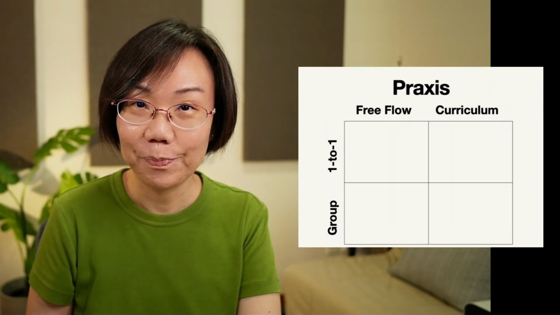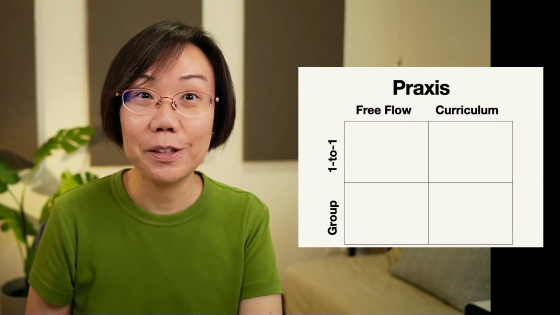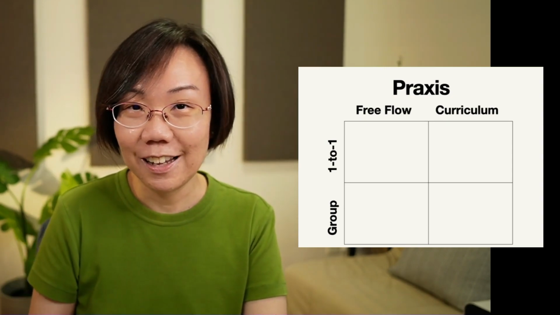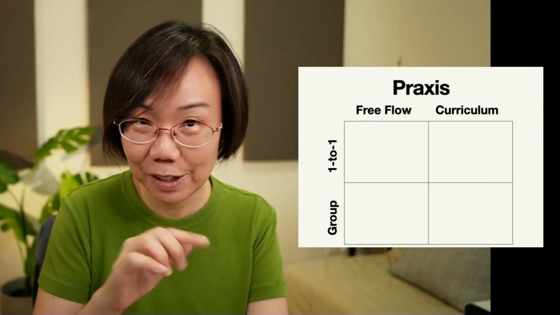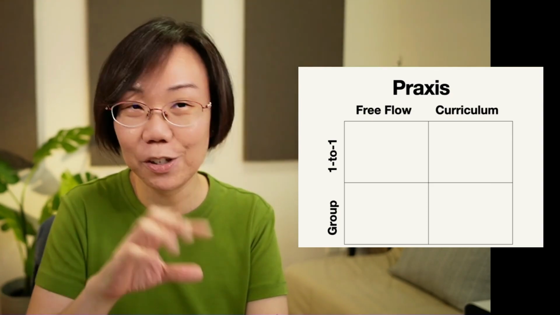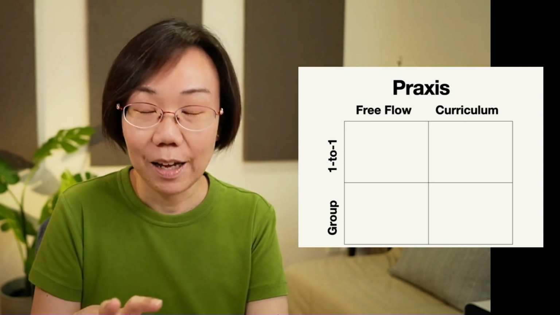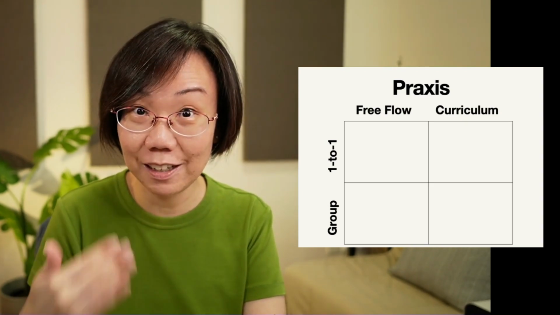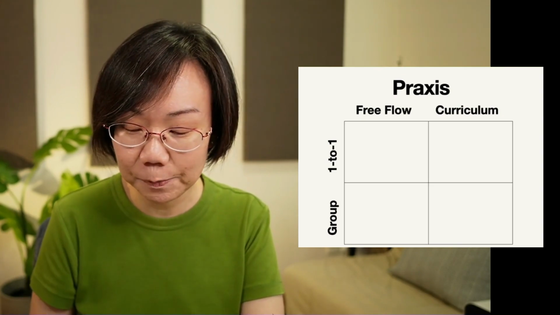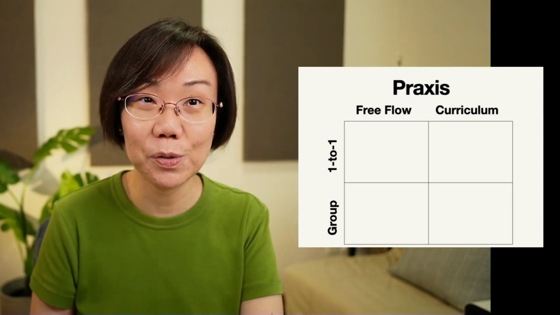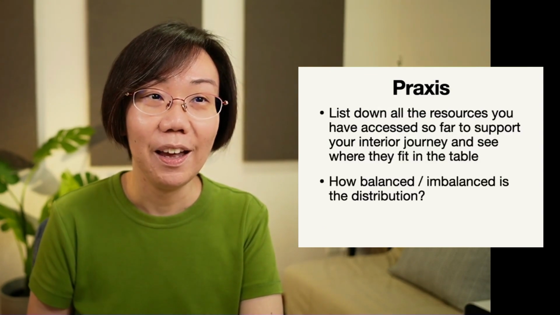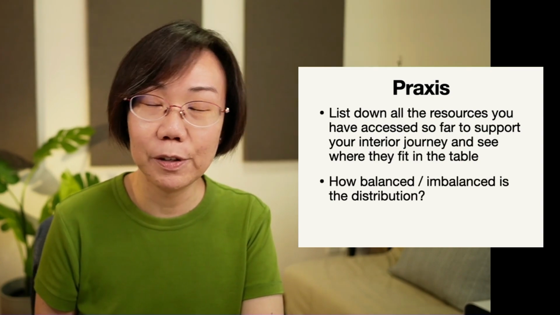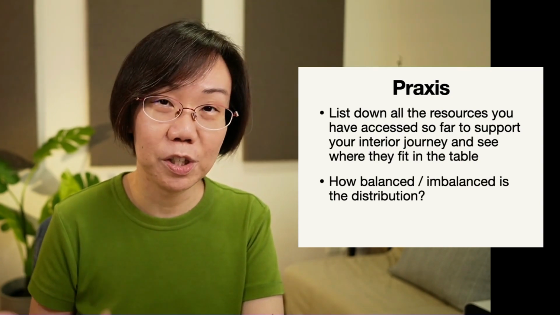All right. Okay, so now I'm going to give you the praxis for this part before I move on to talk about clarity. You can screenshot here so that you can duplicate this simple table. It's just four squares, right? I'm going to ask you to draw this table out somewhere, because you're going to be filling it out. So draw this table out, and make sure you use a large enough space to do so. And then list down all the resources that you have availed yourself of up to this point in your interior journey.